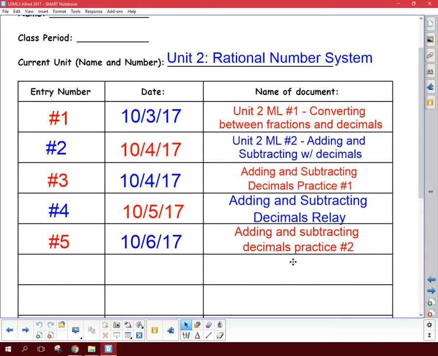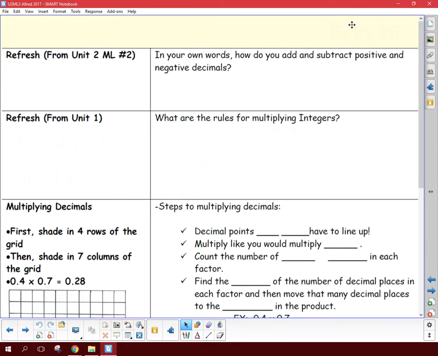I wanted to let you know this is your sixth entry in the table of contents. Today is October 9, 2017, and this is Unit 2, mini lesson number 3 on multiplying decimals. Take a second to jot that down in your table of contents if you haven't done so yet. On the top right side of that page, you're going to want to write entry number 6, and then we're going to get started.